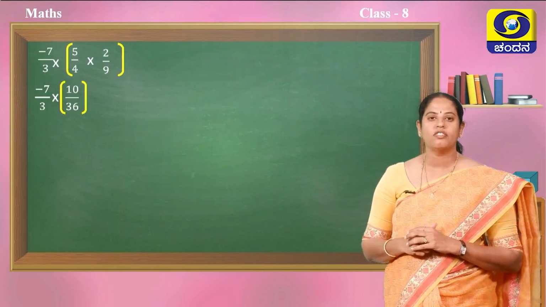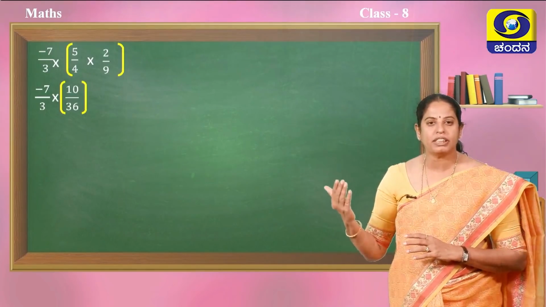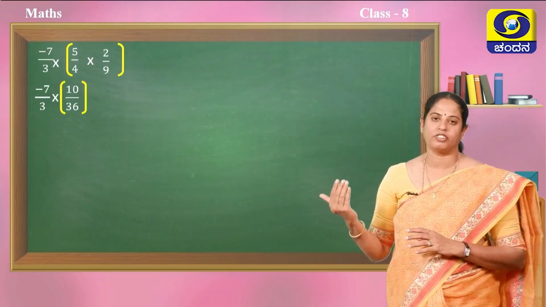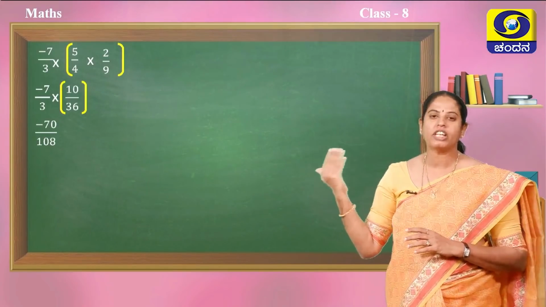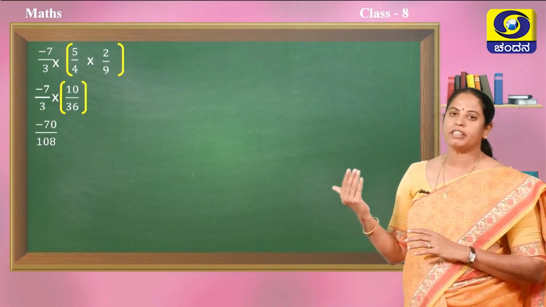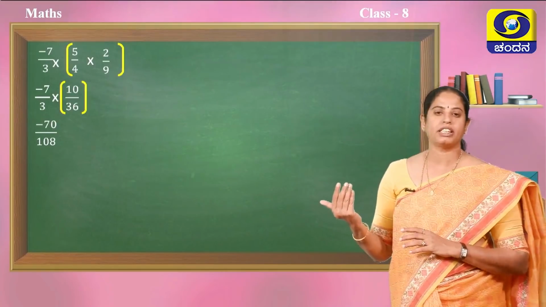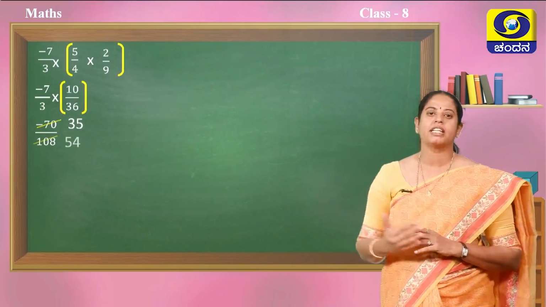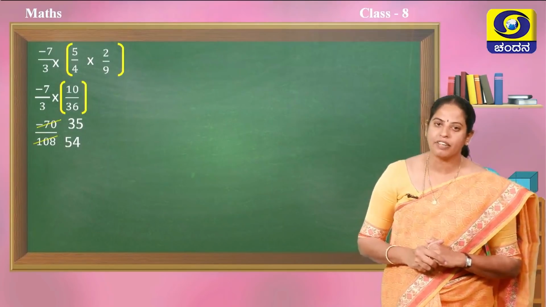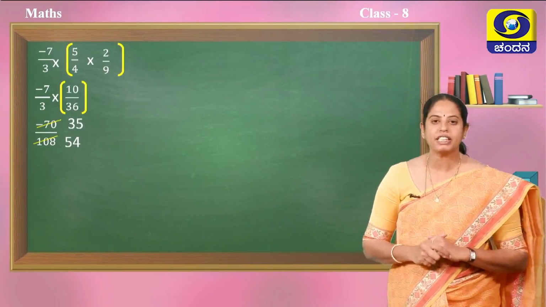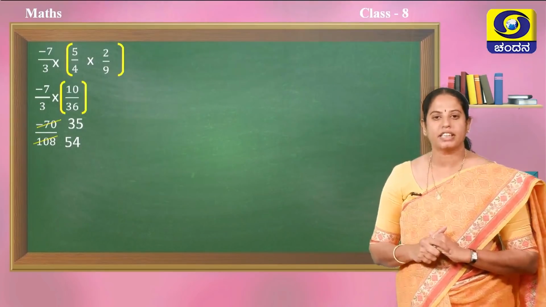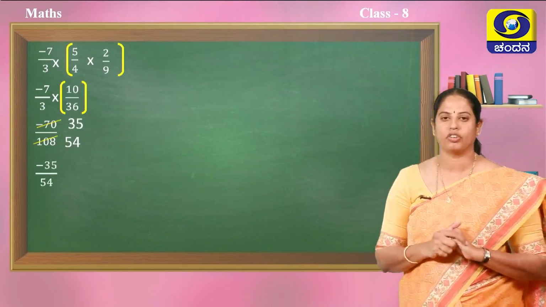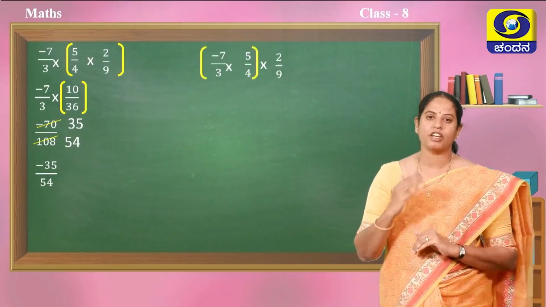I will move fast. So, minus 7 by 3 into 5 by 4 into 2 by 9. I am grouping 5 by 4 and 2 by 9. So, when I multiply the numerators and denominators, I am getting 10 by 36. When 10 by 36 is multiplied by minus 7 by 3, I am getting minus 70 by 108. When it is simplified, it is 35 by 54. So, it is minus 35 by 54.